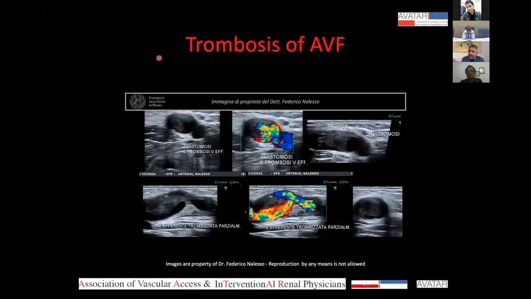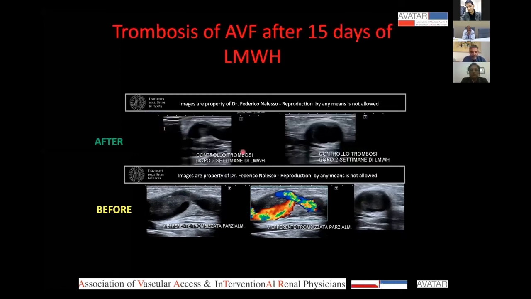In this slide, we can see the thrombosis of the vascular access. The image in B mode identifies the thrombosis. The color allows to identify the residual blood flow in the vascular access. The follow-up of this vascular access allows to identify the resolution of the thrombosis after 2 weeks of heparin use, as you can see in this part of the slide.